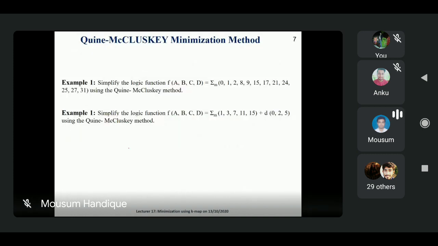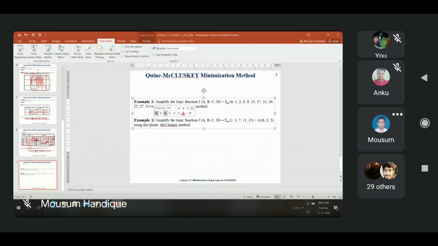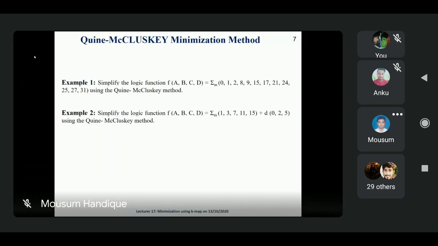See here, you can write this particular example on your copy. All of you write this example on your copy. Don't tell me later, sir, what is this. This is example 1 and the second one is example 2. Is the writing done?